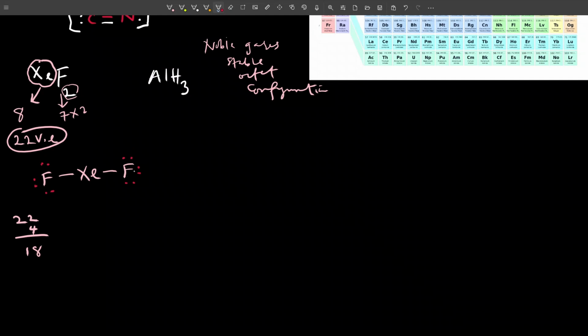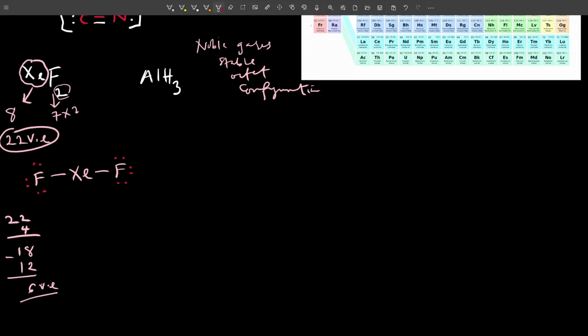I've counted the red dots. I've used up 6 here, 6 here. I've used up 6 plus 6, that's 12. So 18 minus 12 will give me 6 valence electrons. So what do I do with the remaining 6? The rule says if we have any remaining, you should assign it to the central atom. So I'll give that to the central atom.